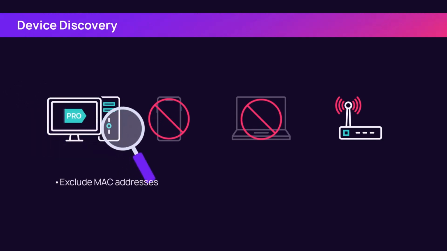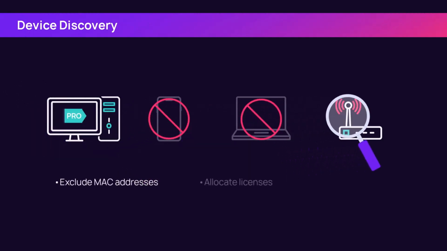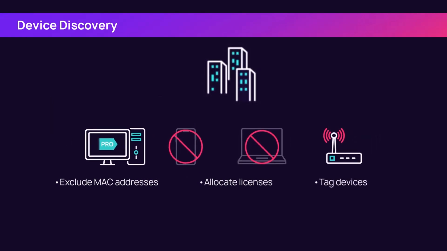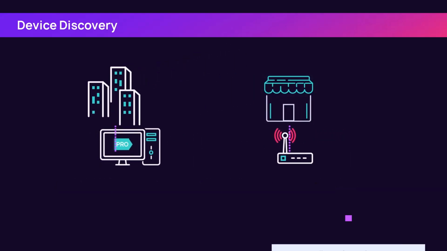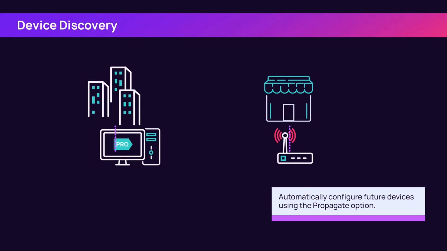Specific MAC addresses can be excluded from discovery, professional or essential licenses allocated to devices, and devices tagged to stay visible if they move to a different site. Selections also include checkboxes to automatically propagate configuration to future devices.